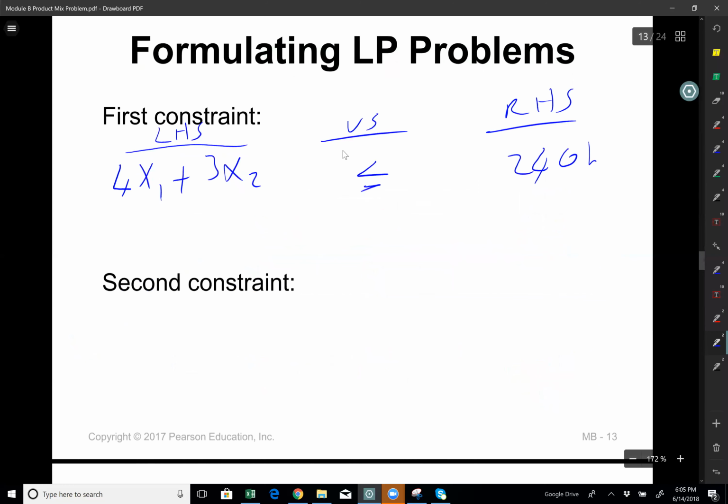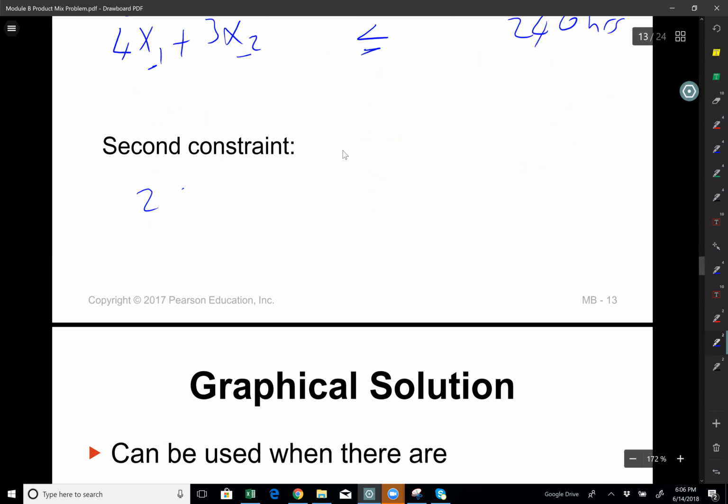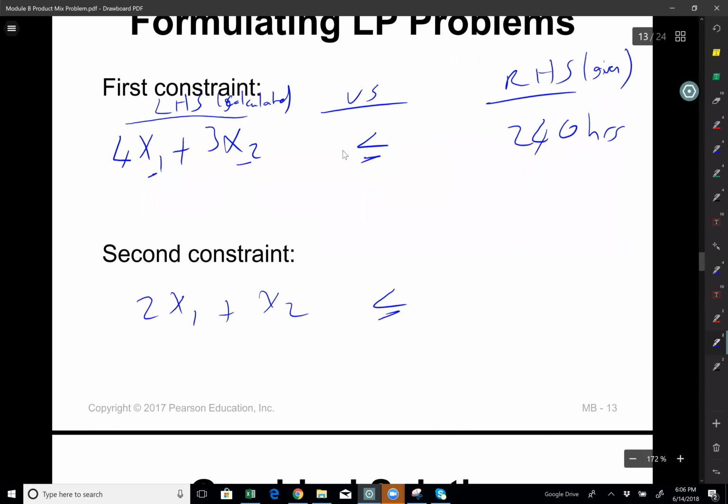240 hours. One thing I would like to say is that right-hand side values are, in general, given to you. In this case, 240 hours available is given. And left-hand side values, you calculate based on decision variables. I have 2 decision variables and their coefficients, okay? The second constraint here is assembly time use. We talked about that. 2x1 plus 1x2 should be less than or equal to the right-hand side value of 100 hours.